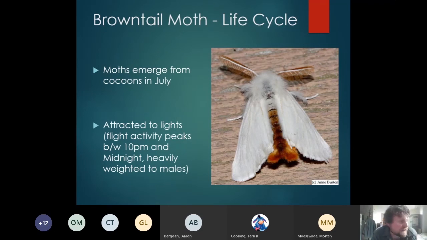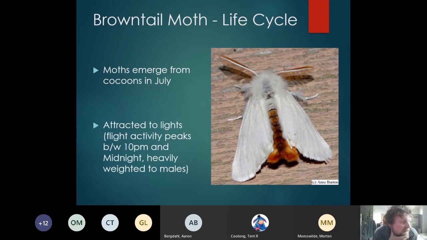So adult moths are attracted to lights with peak activity between 10 p.m. and midnight, which is why we tell people if you're living in a highly infested area to turn your lights off at night to prevent yourself from artificially increasing your population in your yard.